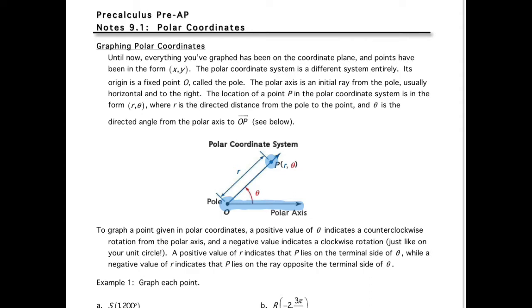So just like on the unit circle, when we graph, a positive value of theta indicates a counterclockwise rotation, and a negative value indicates a clockwise rotation. There's a little bit of a wrinkle here in that now we can have positive values of r, which means that my point is on the terminal side of my angle, so on the same side as the ray that we would draw. Whereas if we have a negative r value, a negative radius, then we're on the opposite side of the pole. We're in the opposite ray from where we would expect it to be based on the angle that we're given. And that'll become clear as we go ahead and we graph.